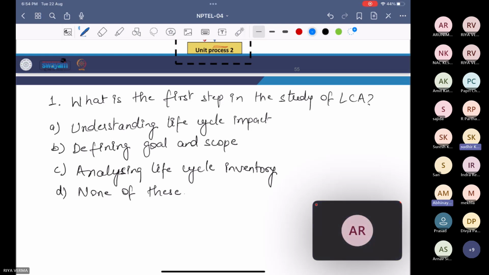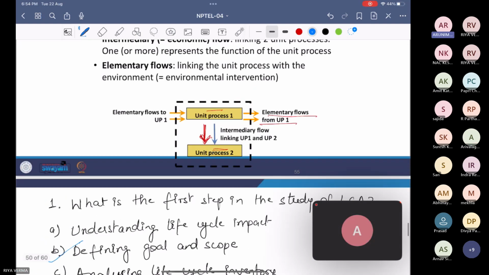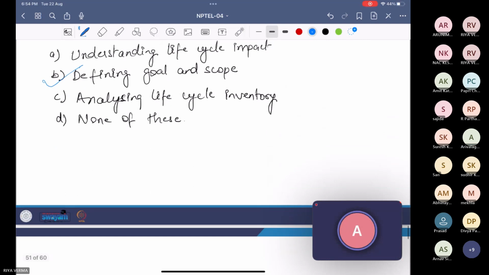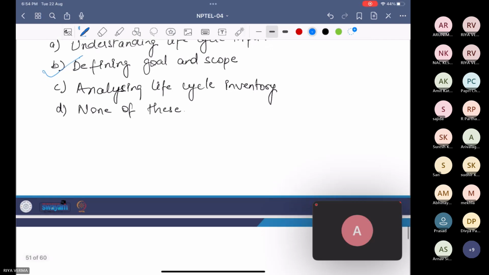Maybe Option B, defining goal and scope. Yes, defining the goal and the scope. This is the first process. And after defining the goal and the scope, what will be the second process, if anyone can tell me? C, ma'am. Okay, yes. We need to create the life cycle inventory. After defining the goal and scope, we need to go for the function and the functional unit. Then we formulate the life cycle inventory, and then we go for the life cycle impact assessment, and then we formulate the results. So this is the whole process.